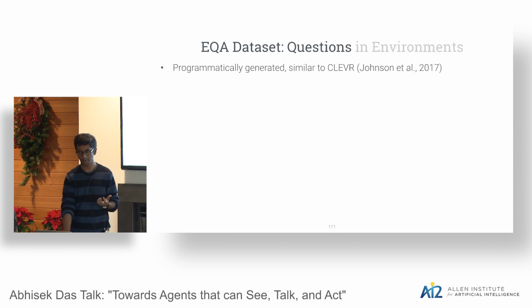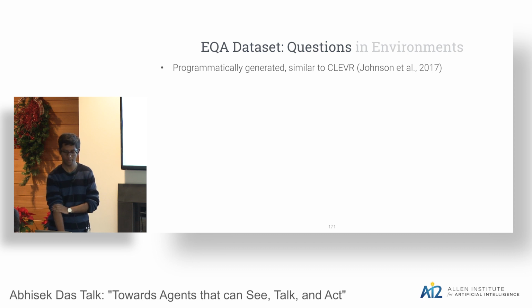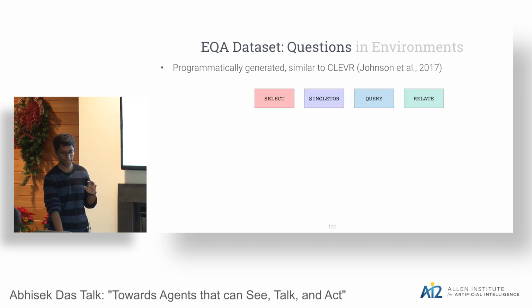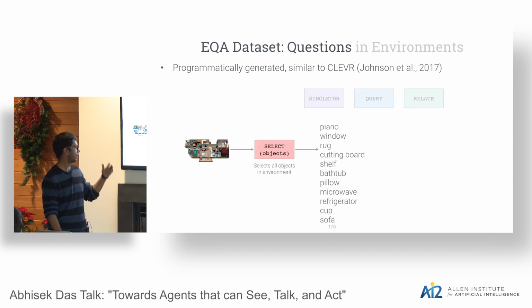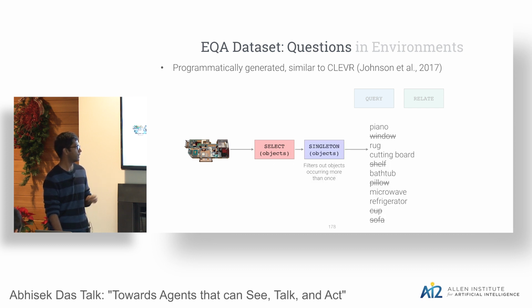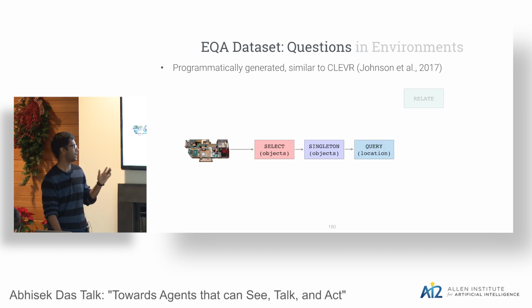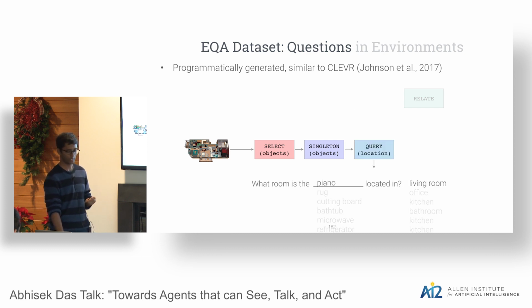Coming to questions, our questions are programmatically generated in a manner similar to Clever. So we have primitives such as select, singleton, query, and relate that are then combined and executed on an environment to generate a whole bunch of questions. For example, here, executing select objects on this environment returns a list of objects. Passing that list to singleton filters it to retain objects that occur only once, so as to prune out any ambiguous questions. Then passing that to query location generates a whole bunch of location questions, such as what room is the piano located in, what room is the rug located in, and so on.